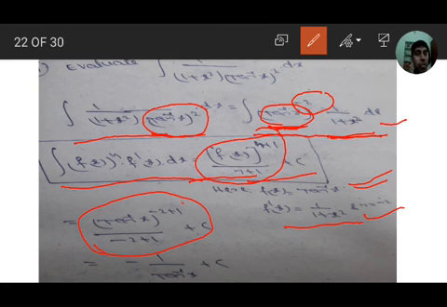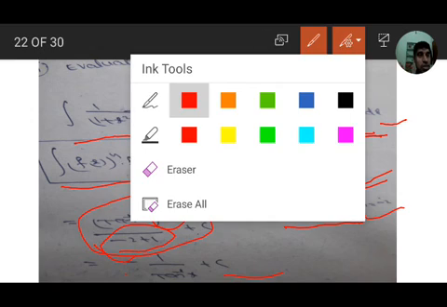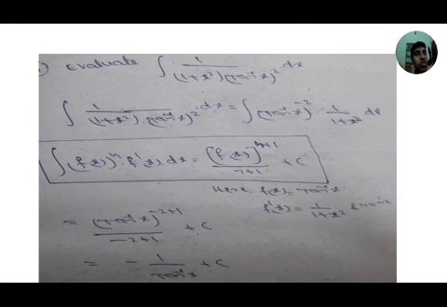So minus 2 plus 1 means minus 1, and the power of minus 1 means in the denominator it will come, plus power plus, and minus 2 plus 1 in the denominator is minus 1. So minus 1 into 1 by tan inverse x plus c is the answer. Okay, please write down the problem. We will move to the next problem.